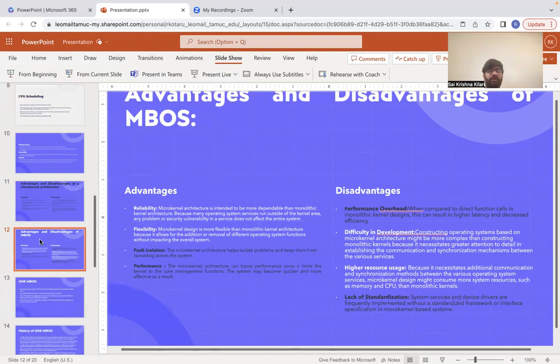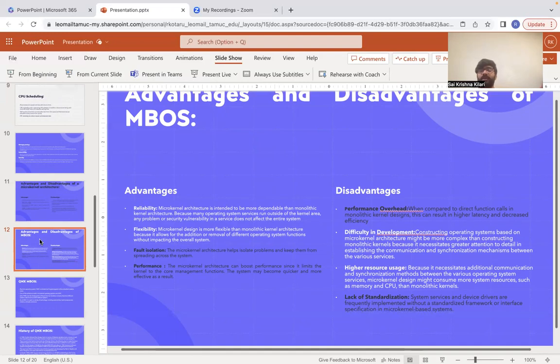Fault isolation: the microkernel architecture helps to isolate problems and keep them from spreading across the system. Performance: microkernel architecture can boost performance since it limits the kernel to the core management functions. The system may become quicker and more effective as a result. The disadvantages are performance overhead. When compared to direct function calls in monolithic kernel designs, this can result in latency and decreased efficiency.